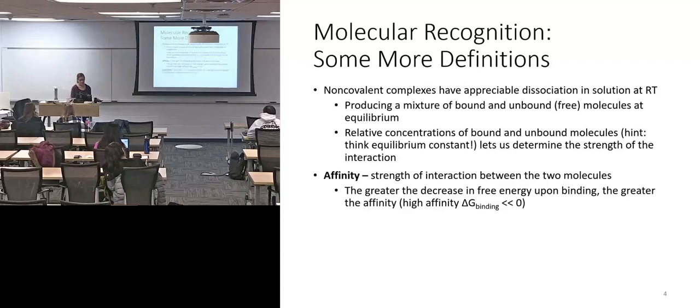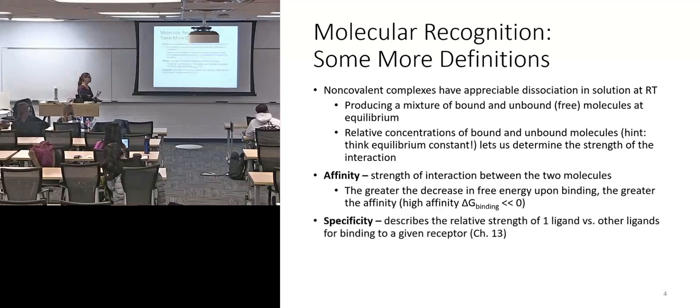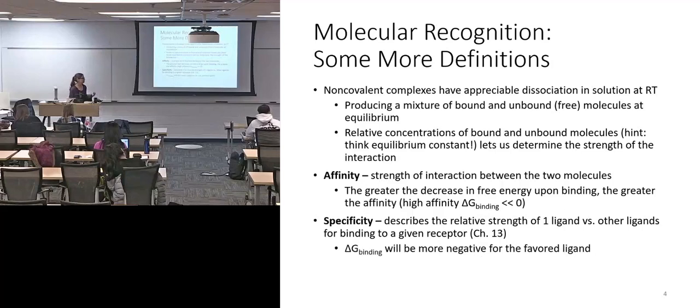Okay. And then specificity, which will be Monday's conversation in chapter 13, is talking about relative strength. Certain ligands will have preference for a given receptor over others, and you can compare these different affinities, and that's where we get into specificity. And the way this relates to free energy change is that the free energy change of binding will be more negative for whatever the favored ligand is. Whatever has higher affinity is going to have the lower delta G.